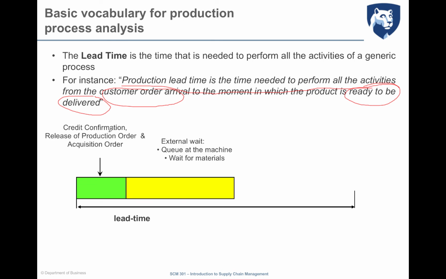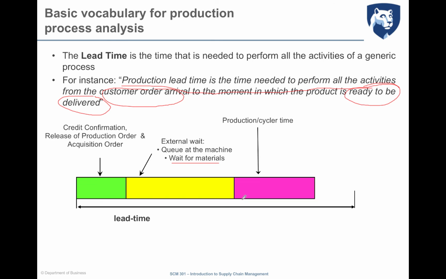Then, of course, the production system is working today. So it's not that an order arrives and you immediately start doing everything that is needed to produce that order. There can be processes in place for other orders. So there can be queues at the machines to finish jobs that are already in progress, or there can be waiting times for materials, because it's not certain that you already have the materials to realize that order. And this is another component of the lead time.